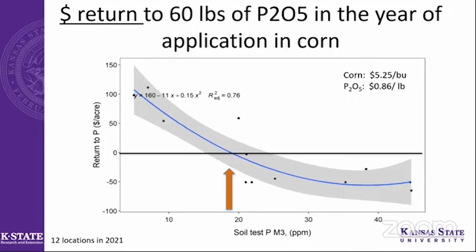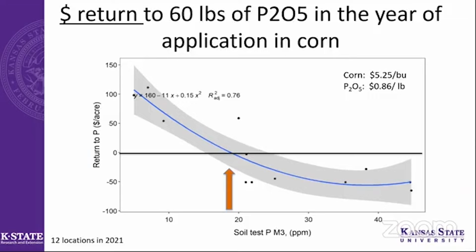But the main point I want to make here is at what point in soil test P we start to get on the positive side in the year of application. Based on our data from last year, it's somewhere close to 20 parts per million, I would say 17 to 20 parts per million. Anything lower than that, we're seeing a positive return to that 60 pounds of P2O5. Now, this is in the year of application.